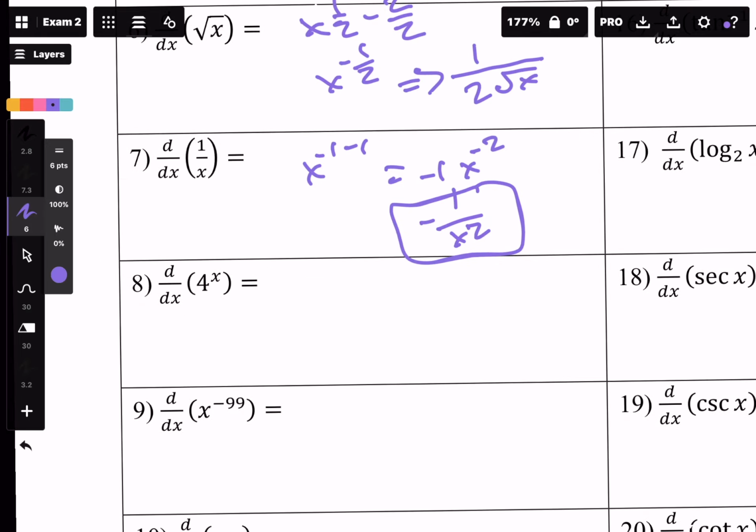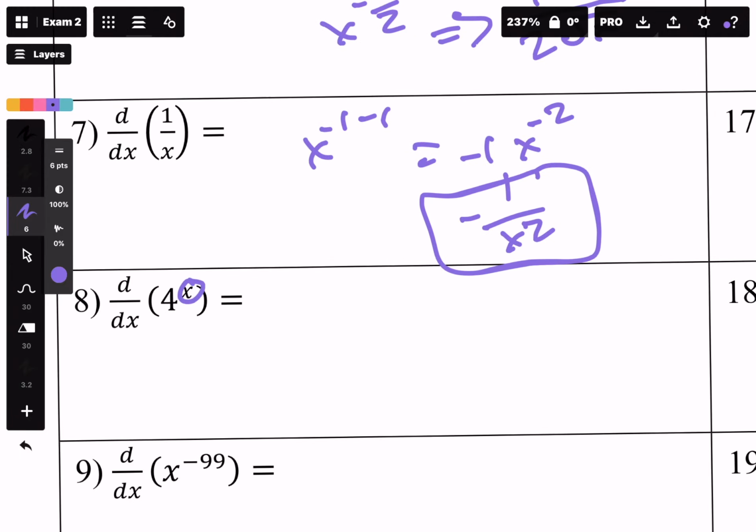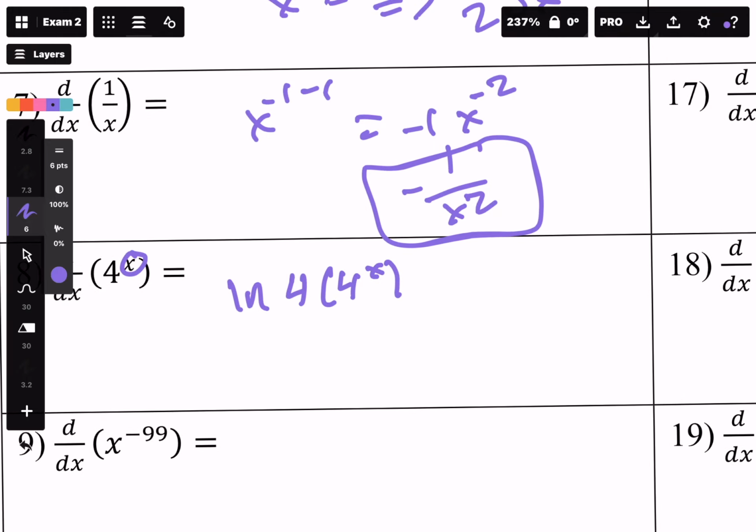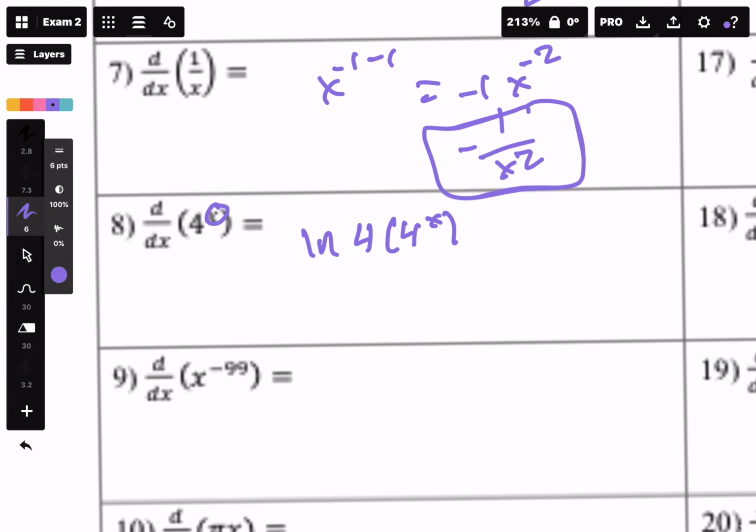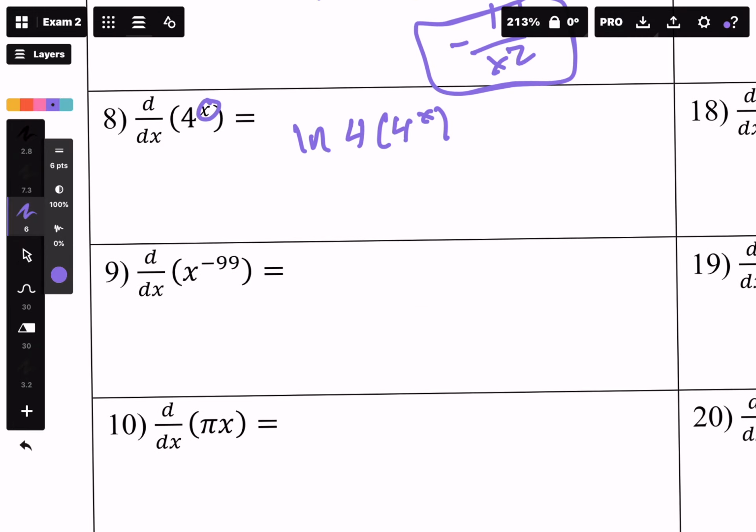This is a bit more complicated, since this is to the x. All we have to do is do the natural log of 4 times 4 to the x. And that's pretty much it. We just have to pull down the log, pretty much.